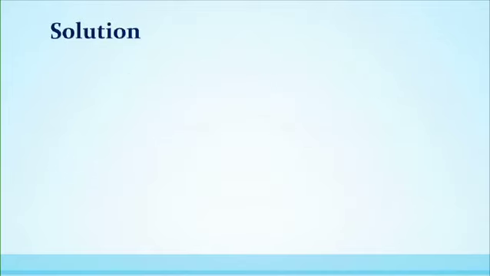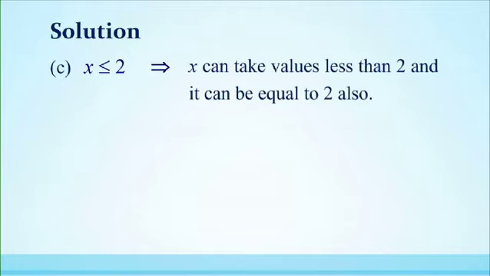Let's take another example. Here we have x is less than or equal to 2. Less than or equal to 2. I say it again. So, what does that mean? It means that x can take values less than 2, but it can also be equal to 2.